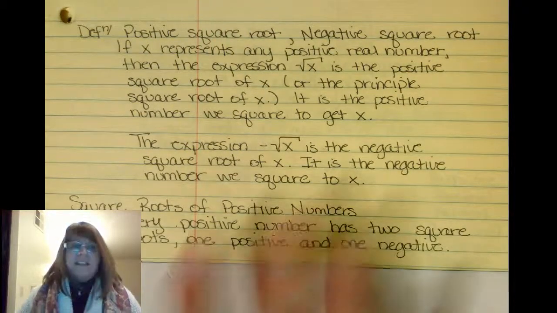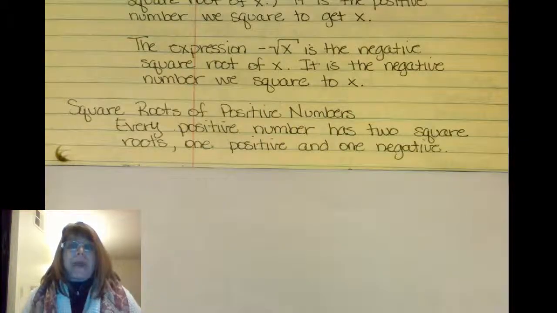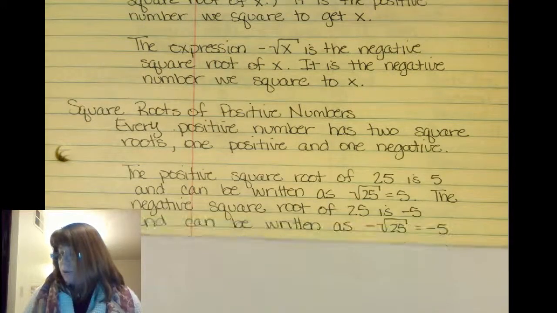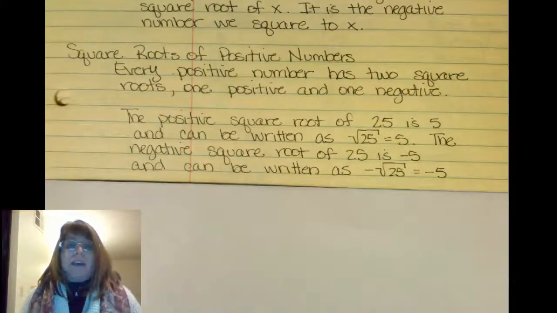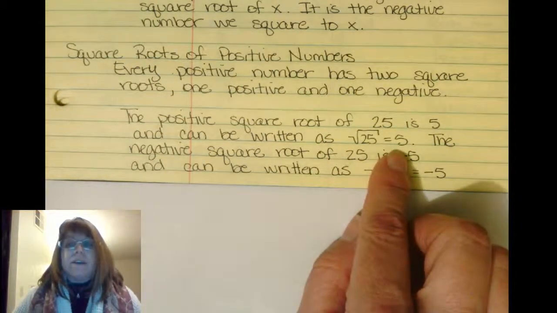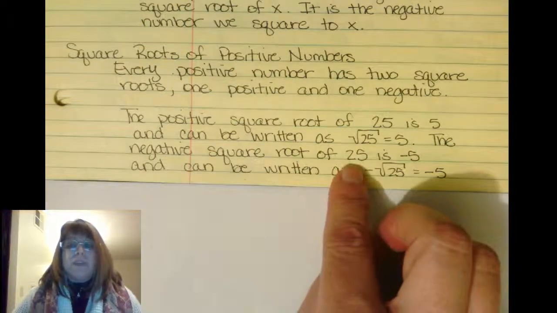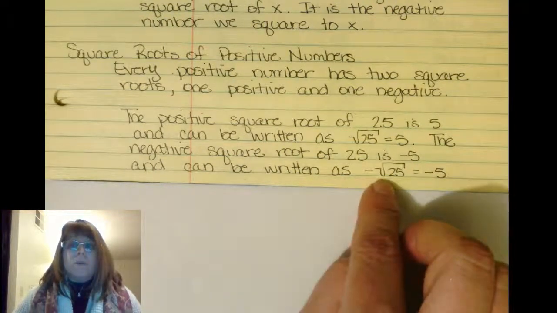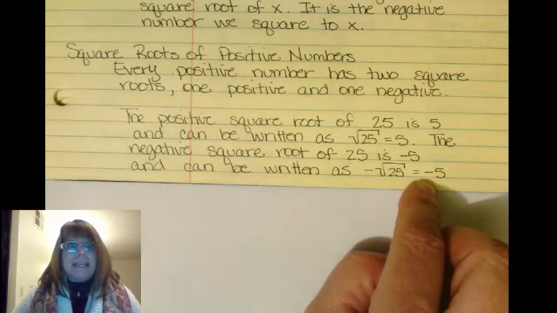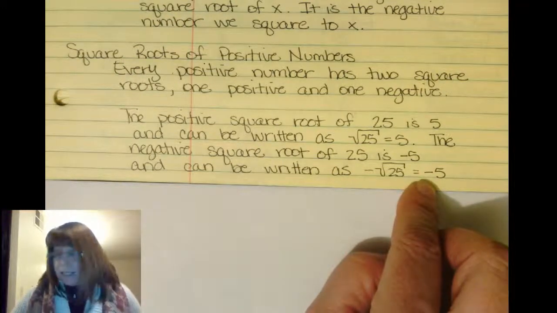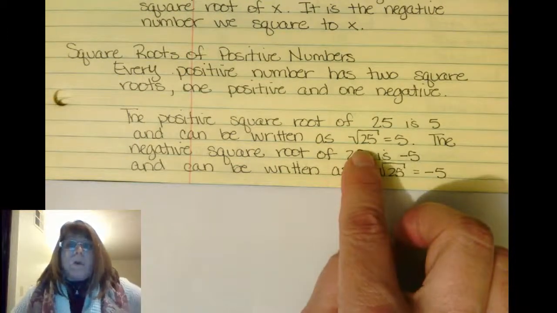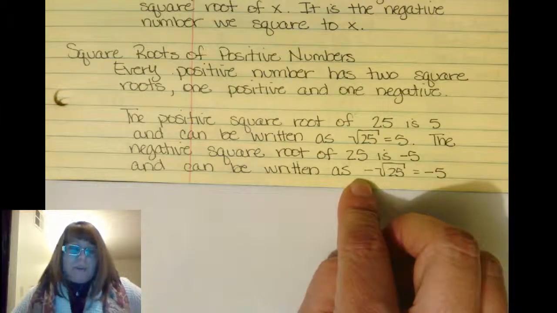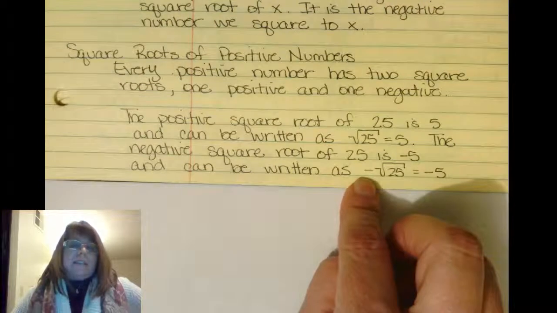So, the square roots of a positive number. Every positive number has 2 square roots. One is positive, and one is negative. The positive square root of 25 is 5, and can be written as the square root of 25 equals 5. The negative square root of 25 is negative 5, and it can be written as negative square root of 25 equals negative 5. Again, this is where I disagree. Mathematically, the square root of 25 can be plus or minus 5 without this negative symbol out front. But again, for your book and for your homework, we'll leave it as the negative out front.